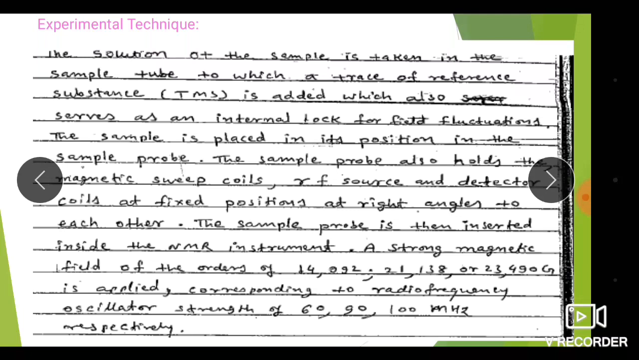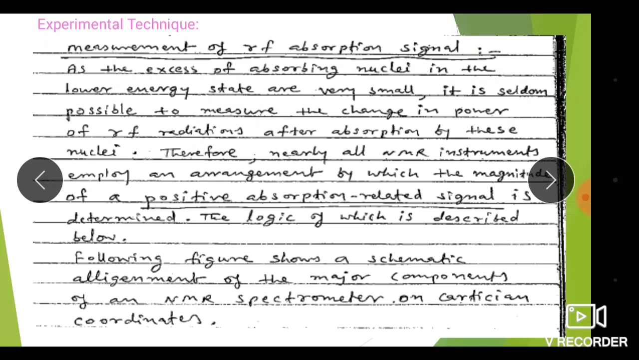A strong magnetic field of about 14,092 gauss, 21,138 gauss, or 23,490 gauss is applied, corresponding to radio frequency oscillator strengths of about 60, 90 and 100 megahertz respectively, depending upon the field strength.